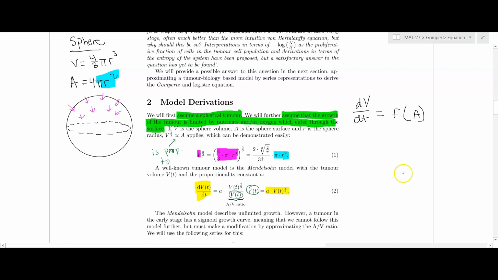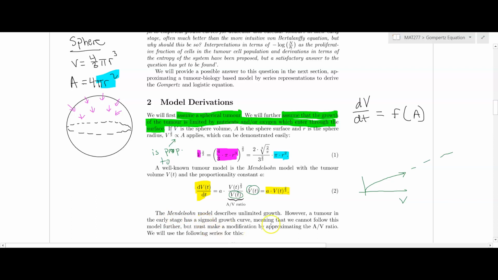Now, if you were to plot the function a times v to the 2/3, look at different values of v, and look at the curve av to the 2/3, it would look something like this. And so that's going to produce unlimited, albeit slower, but unlimited growth. This is called the Mendelssohn Model, and that describes unlimited growth of that tumor.